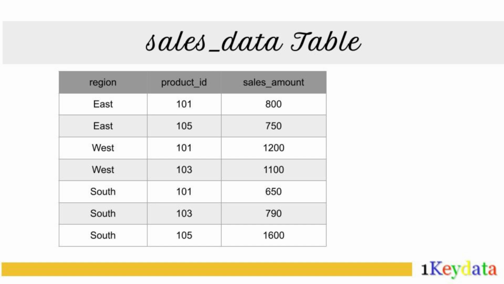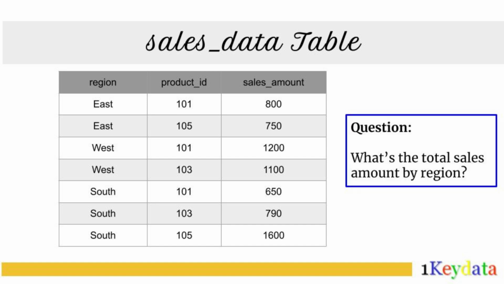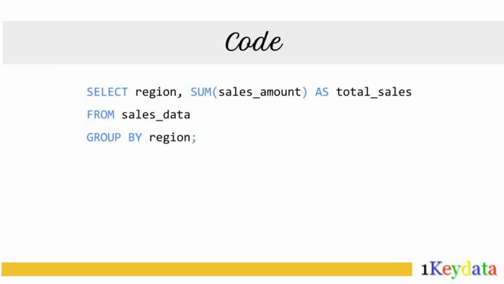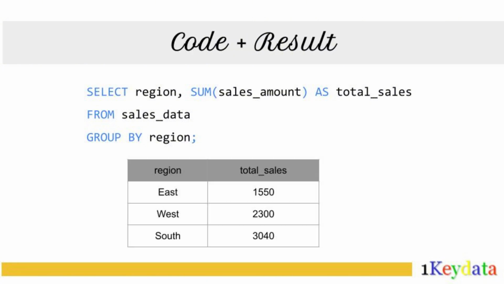Imagine you have a table called sales_data with columns for region, product, and sales_amount. You want to see total sales by region. This is where group by comes in handy. This query groups the rows by region and calculates the total sales for each region. The result is a concise summary, like this. You now have a neat table showing total sales for each region. No more digging through rows manually.